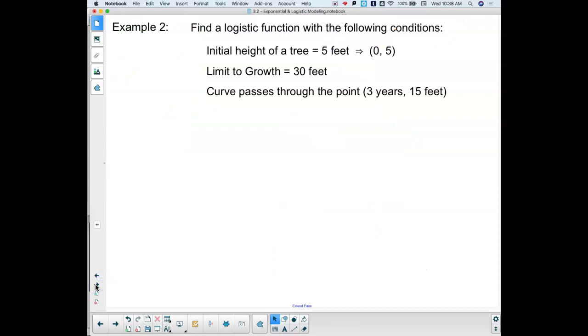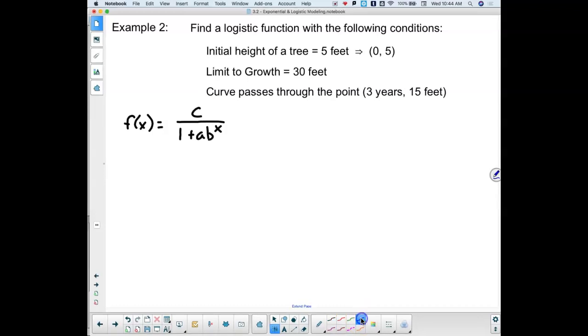You now find me this one. All right, here we go. So I want f of x equals c divided by 1 plus ab to the x. I want that logistic. So my limit to growth is 30, so that makes c 30. Right there. Okay?